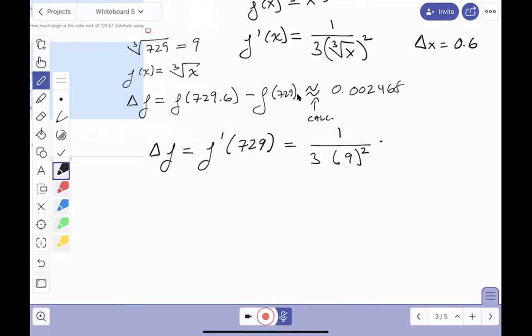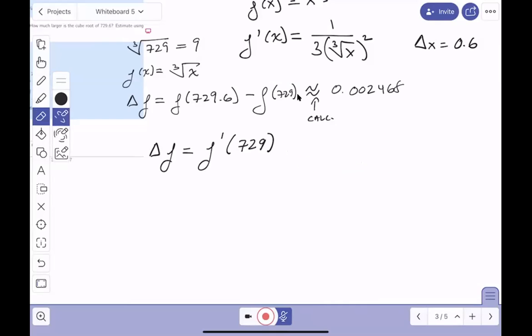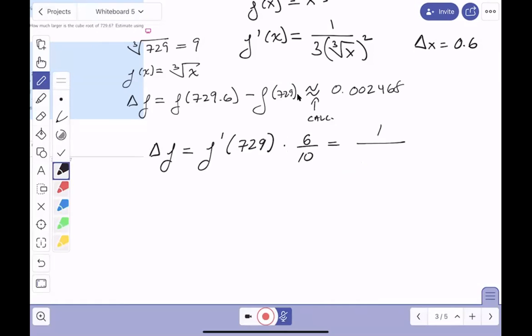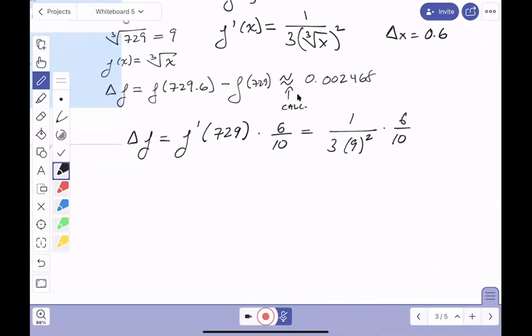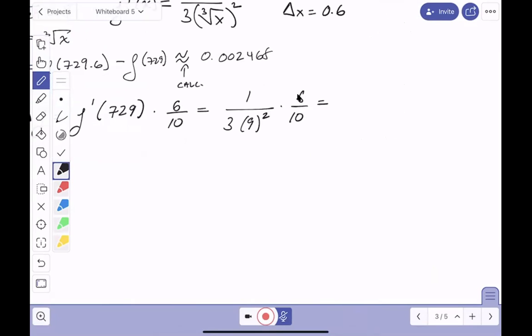Whoops, I forgot something here. This is times the delta x, and the delta x is 6/10. Sorry about that. So f prime at 729 is going to be 1 over 3 times the cube root of 729, which is 9 squared, times 6/10. I make mistakes with arithmetic, and I'm not denying it. And what would that give you? Well, 3 goes into 6 twice. 2 goes into 10 five times. So it's going to be 1 over 5 times 81, which is 1 over 405.